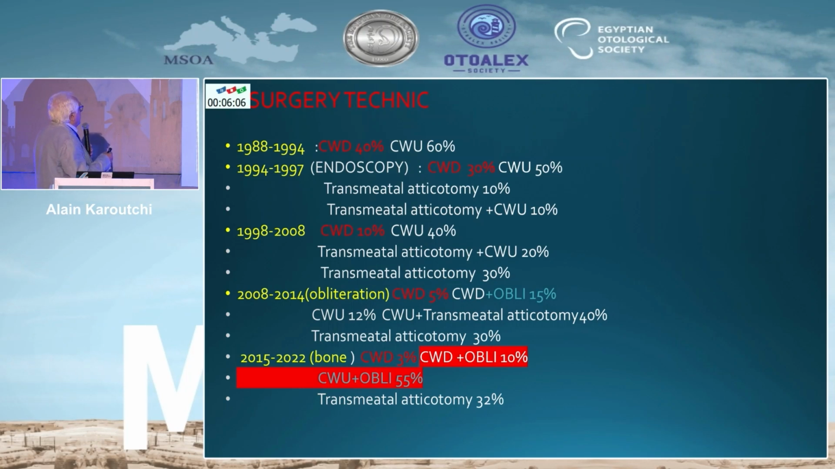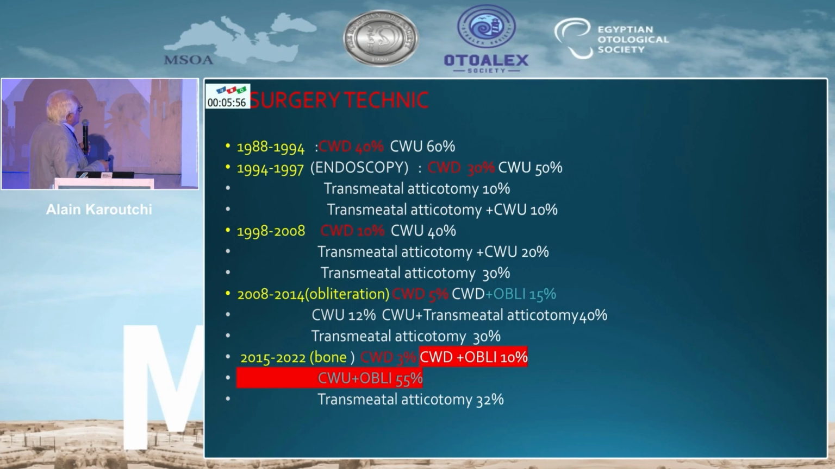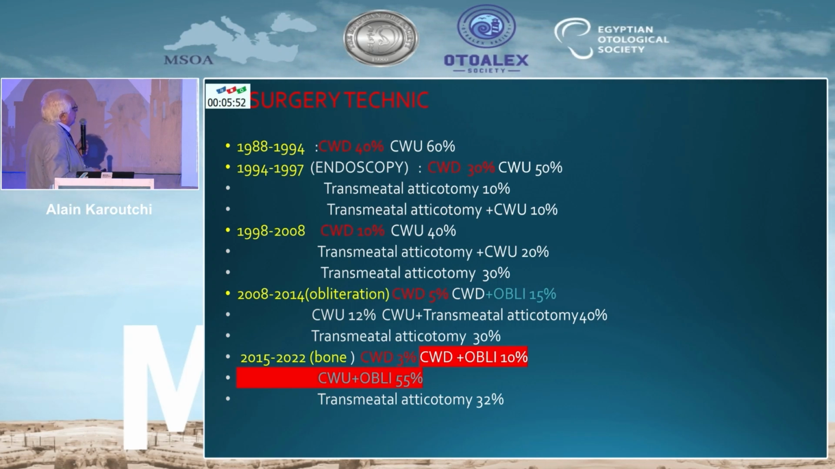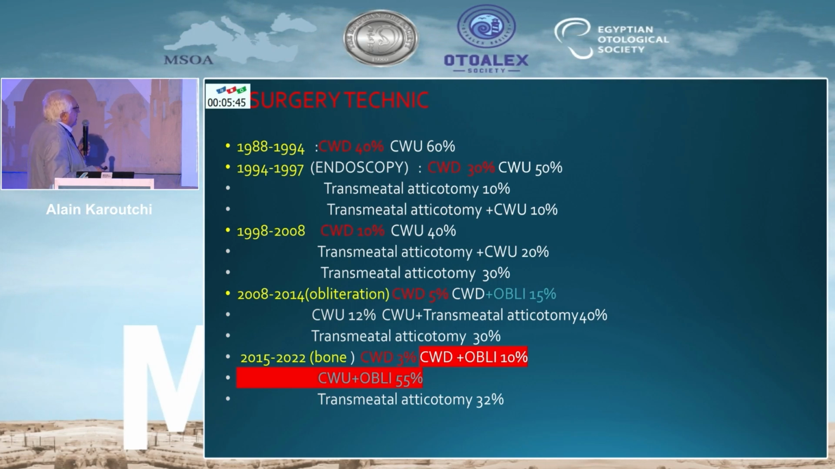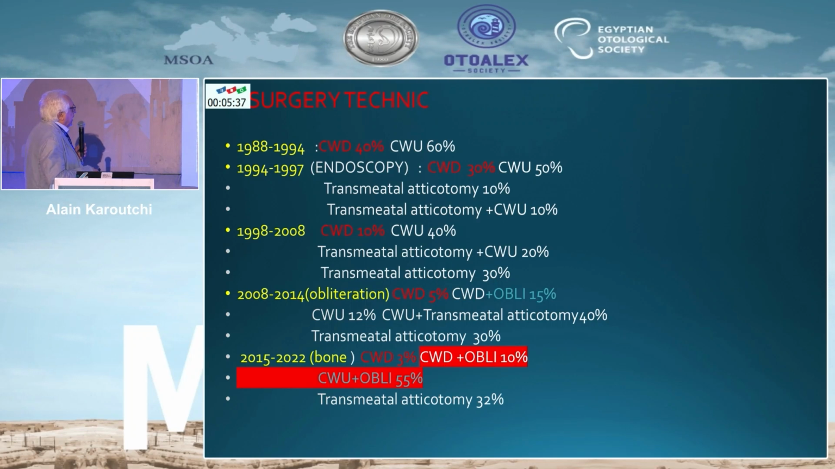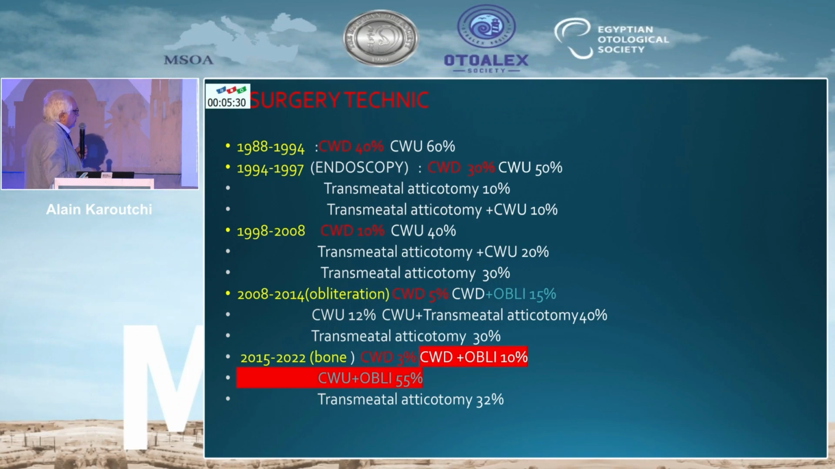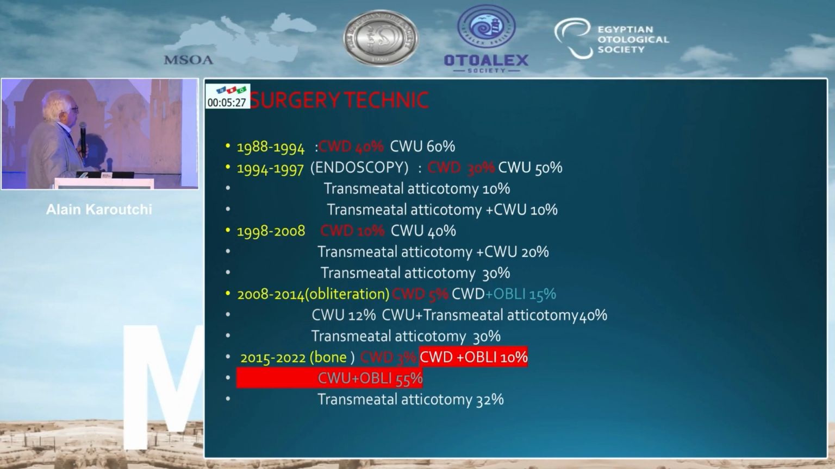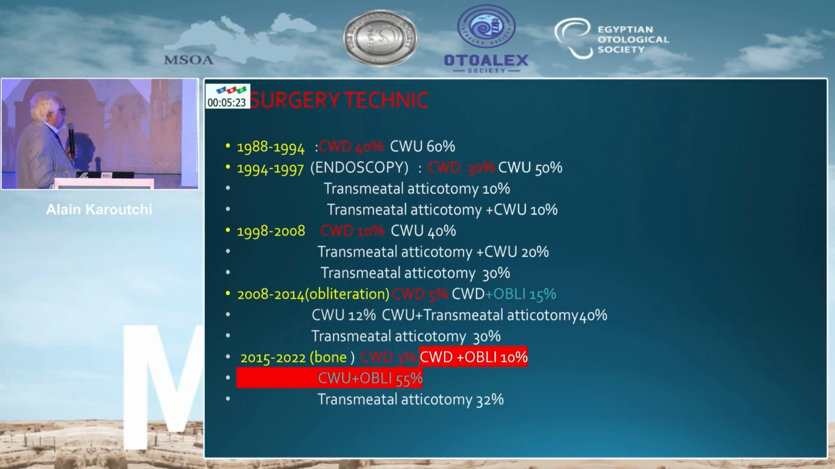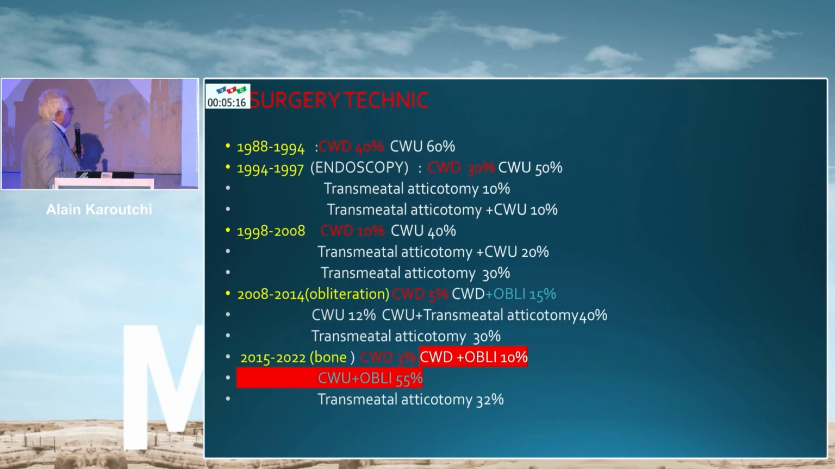So I want to show you my experience. I am beginning to be old, and at the beginning of my study you did more canal wall down and canal wall up, and you see that slowly you reduce the number of canal wall down to go to more canal wall up with endoscopy, and slowly they adopted the obliteration technique. At the beginning you had problems with the material for obliteration, but now with the bone technique it's better. And you can see that now I do no more canal wall down alone; I do more canal wall down with obliteration and canal wall up with obliteration. I do this because my diagnosis is earlier and more precise now, and you do a transmeatal atticotomy.